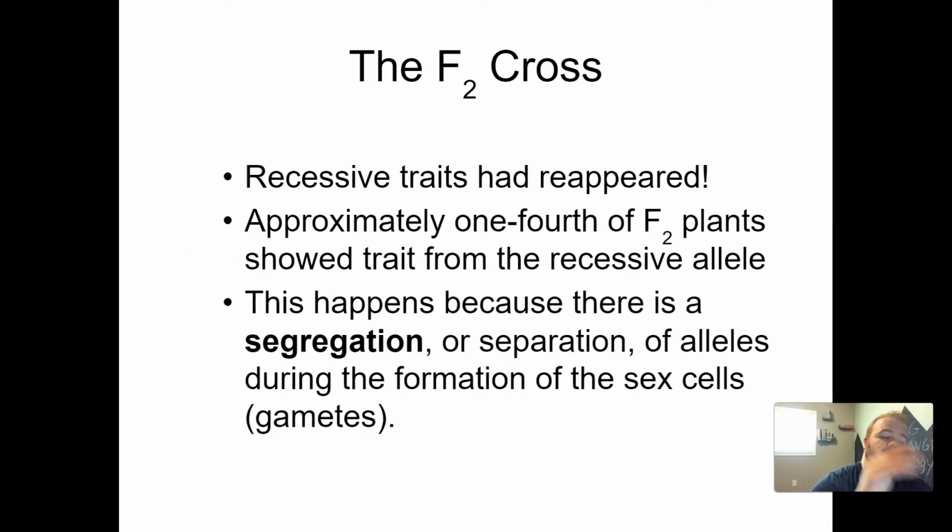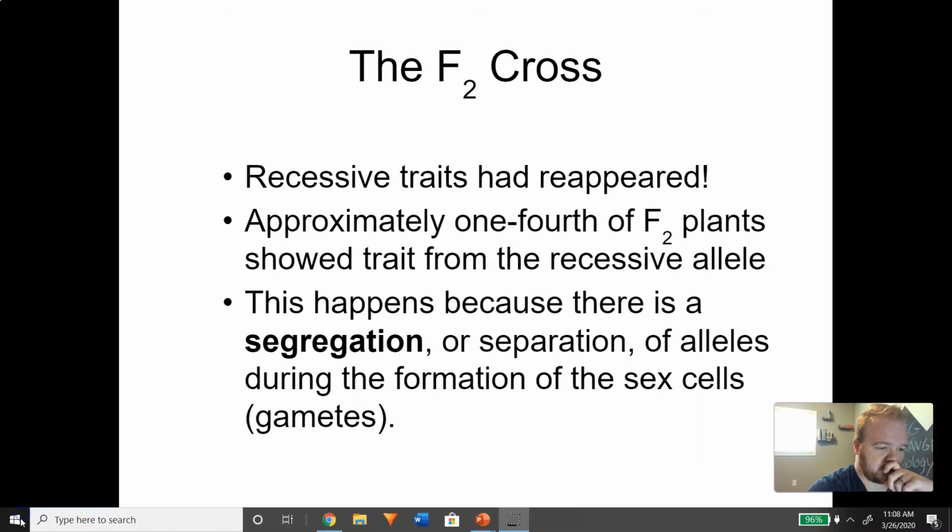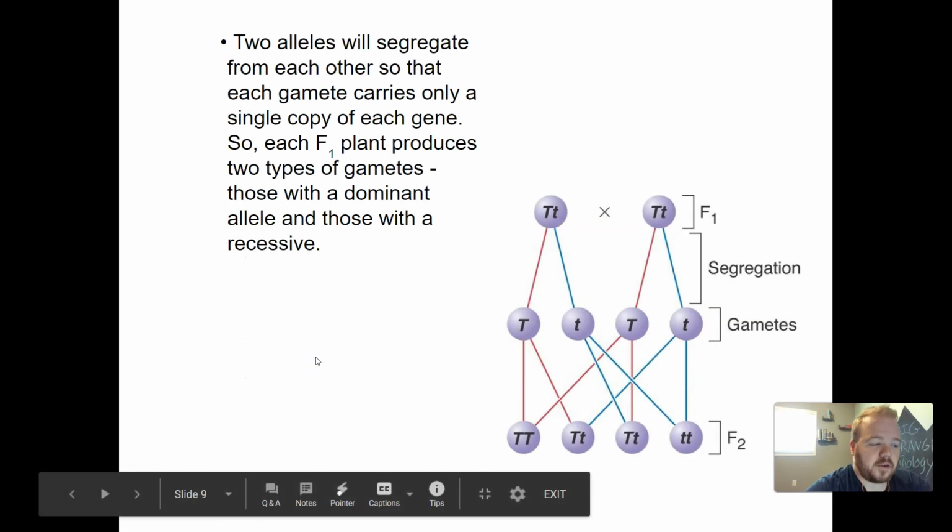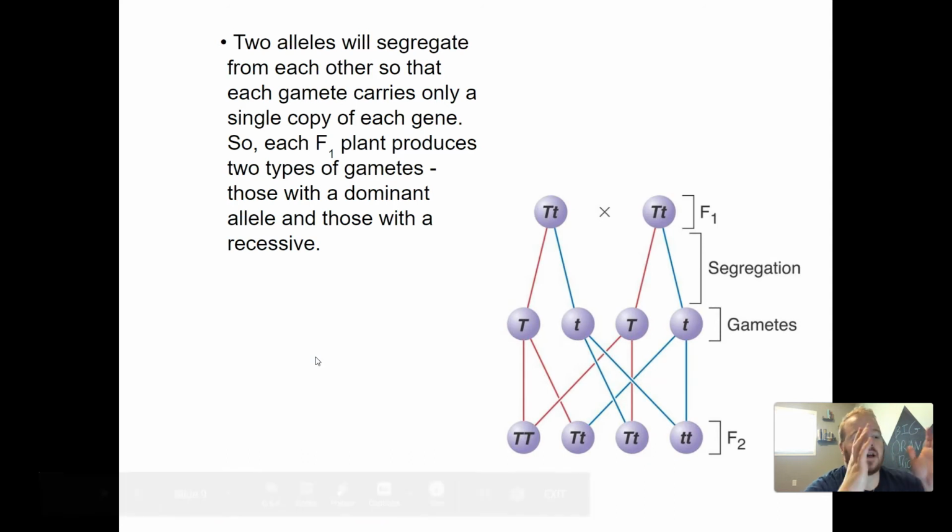This happens because there is what we call segregation or separation of alleles during the formation of sex cells, also known as gametes. Now, two alleles will segregate from each other, so each gamete carries only one single copy of each gene. So each F1 plant produces two types of gametes, one with the dominant allele and one with the recessive allele, because each of the F1s are what we call hybrids, they're heterozygous. So at the end result of meiosis, you're going to get a gamete that has the dominant allele and a gamete that has the recessive allele.